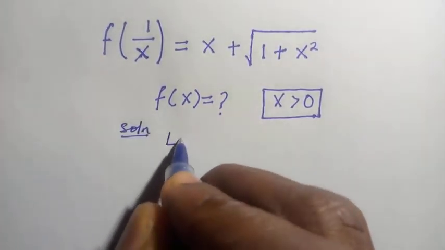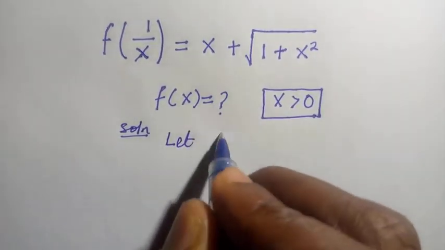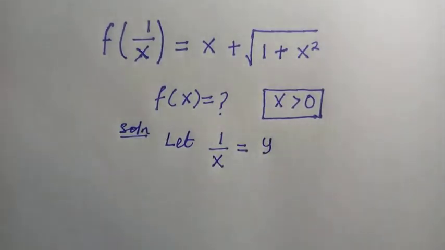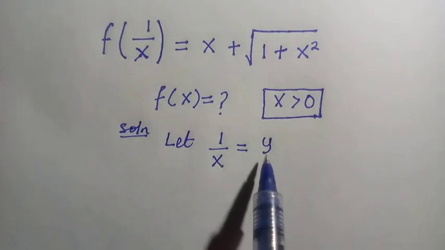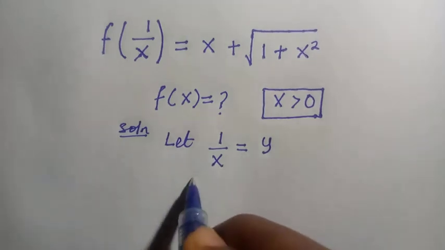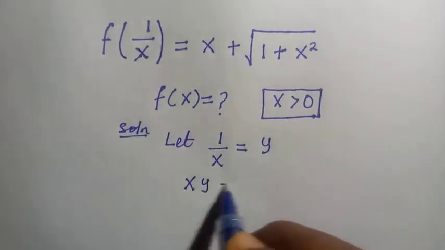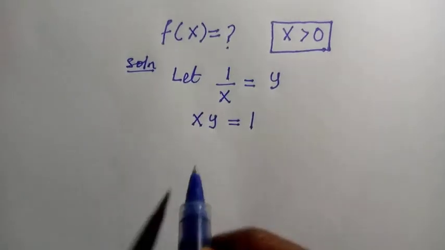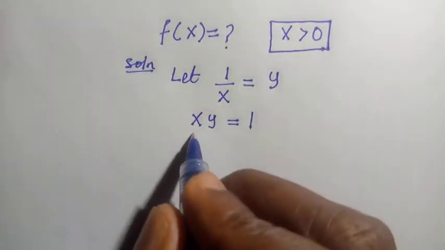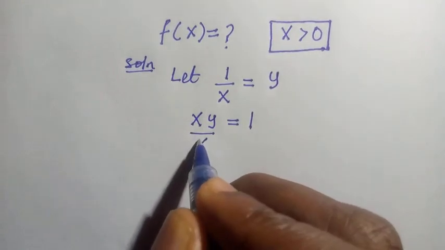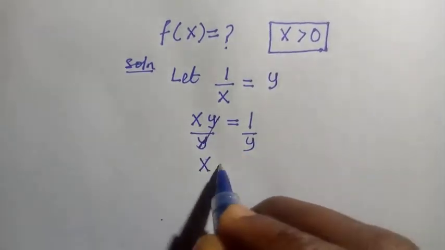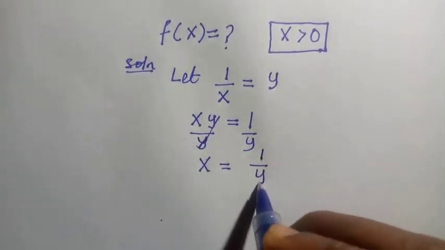suppose we let this 1 over x equals y. Then we make y the subject of the formula. So when we cross multiply, we have xy equals 1. Then we divide both sides by y so that we have x equals 1 divided by y.